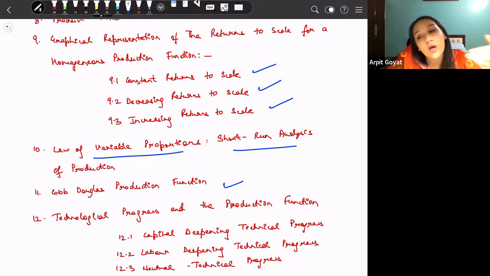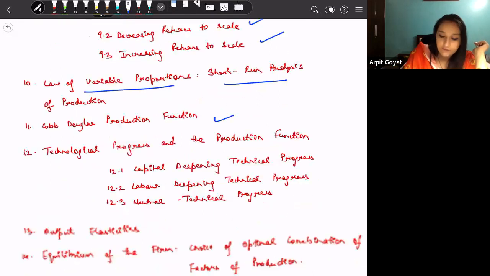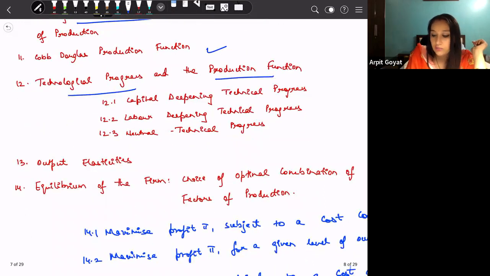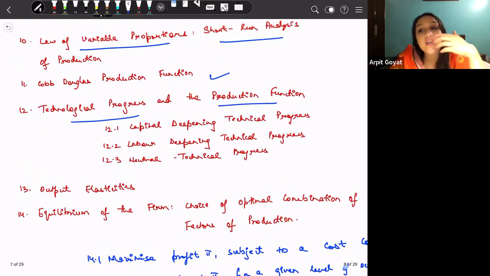Cobb-Douglas production function, why are we particularly focusing on Cobb-Douglas? Because Cobb-Douglas is believed to be closer to reality as compared to other production functions. That is why we will focus majorly on this production function. We will discuss others also. Then we'll discuss technological progress and the production function, because whenever our technology is getting upgraded, there will be certain changes in the production function.